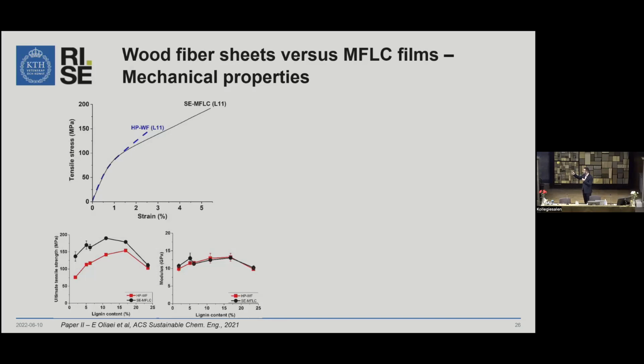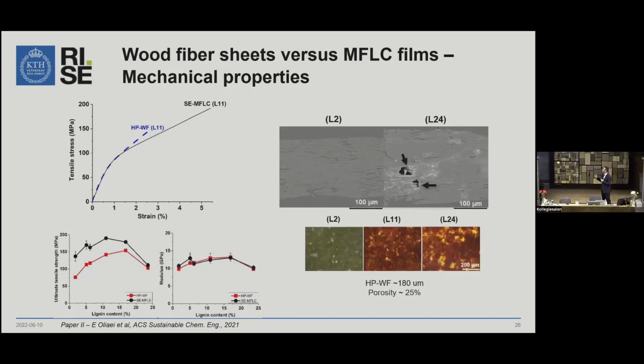The strengths were comparatively higher for the MFLC structures, and the density and the modulus were the same. We see that with an increase of the residual lignin content, the ultimate tensile strengths and modulus increase. This is related to lignin binding and better stress transfer due to that. And we also see the drop in mechanical properties at high residual lignin content. This is more related to heterogeneity in the structure and the larger defect size related to fiber bundles or coarser fibrils.